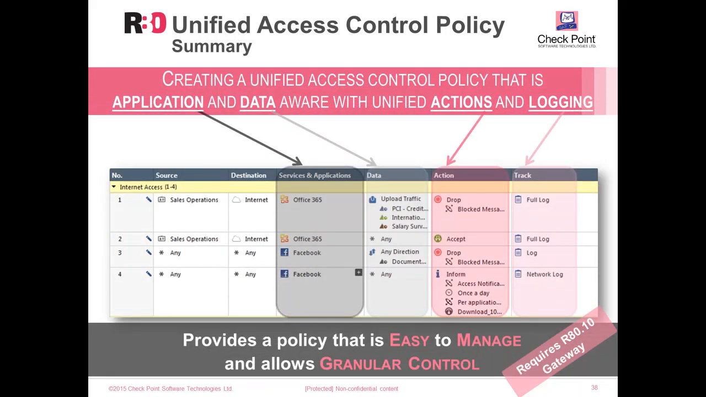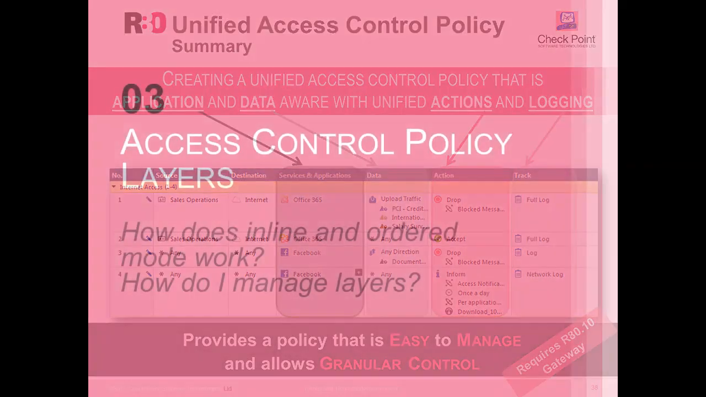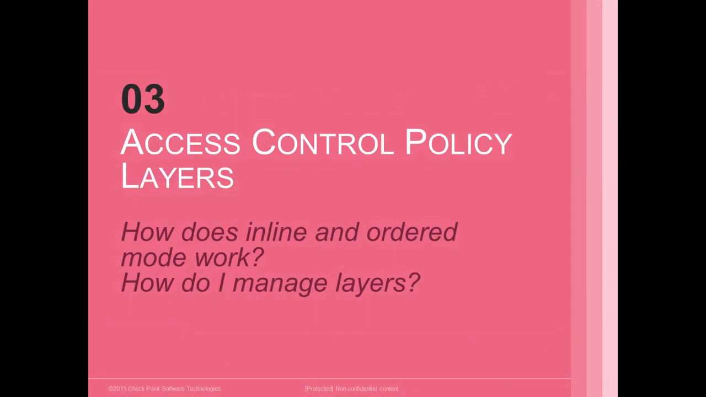To summarize this, by enabling mobile access blade, data awareness, application control, and URL filtering as blades inside the layer, you're able to create a unified access control policy to control and enforce traffic between segments, that is application and data aware, with unified actions and logging. Now please remember, in order to create a unified policy, you need to have an R80.10 gateway to enforce this policy. In chapter 3, we're going to talk about layers in access control policy.